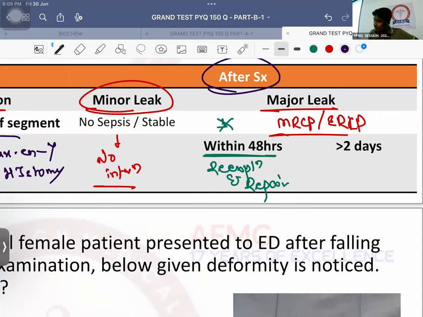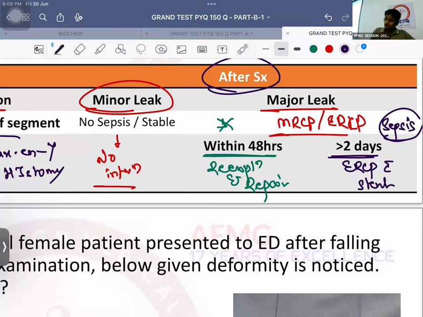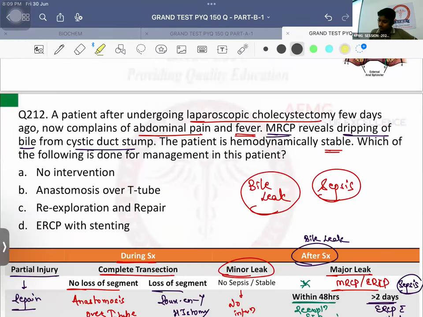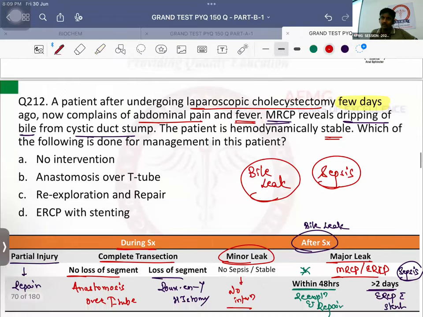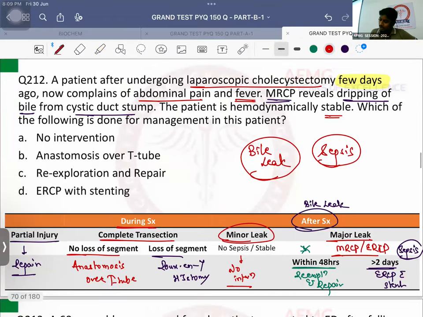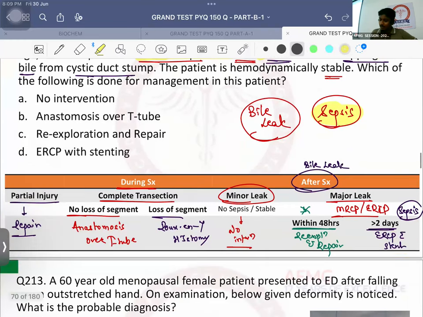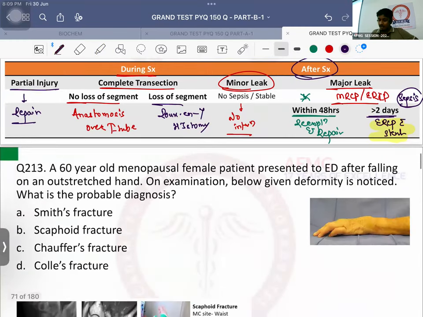But if the patient presents to you after 2 days, matlab the patient will be in sepsis, abdominal pain and fever. In this condition, you need to go for ERCP with stenting. Tumhare paas patient kab aaya hai? Few days ho chuke hai. Theek hai? Not within 48 hours of surgery. Second important, there is also abdominal pain and fever. That means the patient is in sepsis. So which treatment will apply? This, ERCP with stenting. Galat mat kar dena yaar ye.